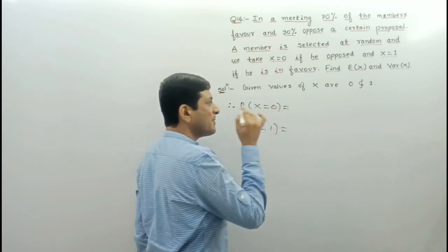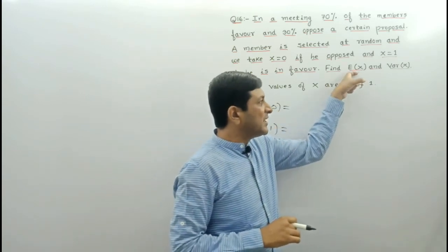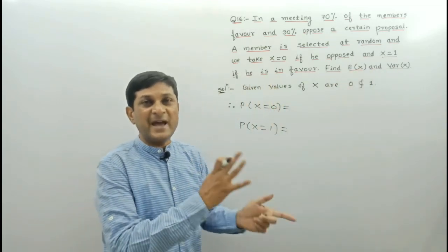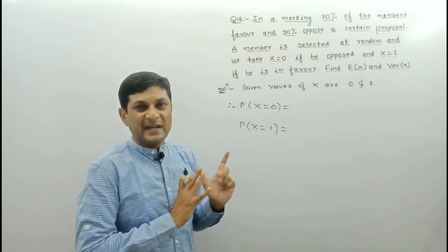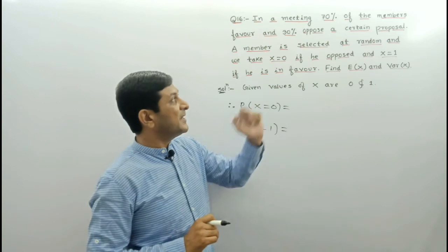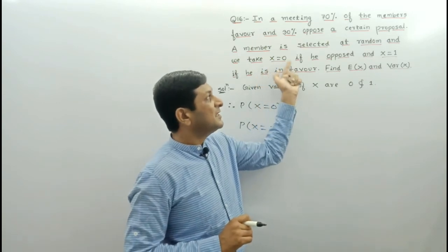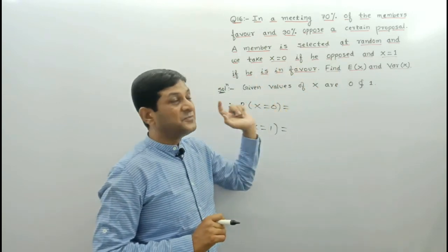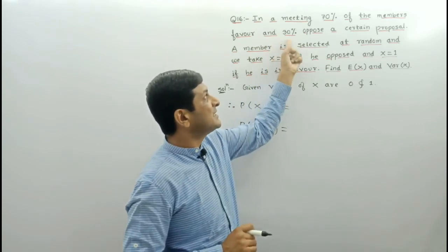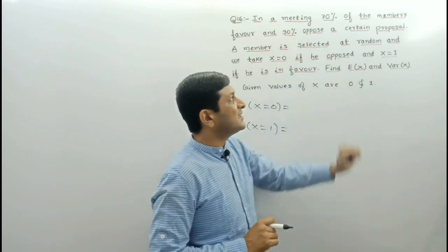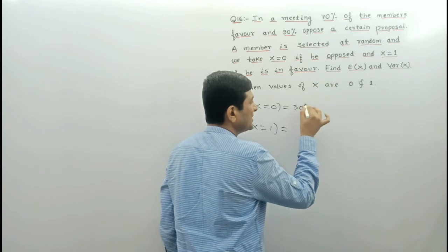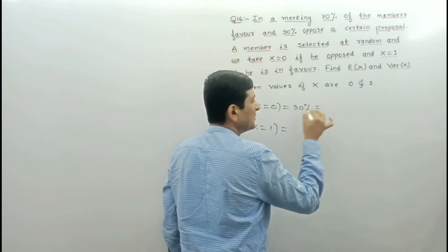And once the value of probability is known to us, we are able to find out our required values: E of x, which means expected value, and variance of x. But to find these values we require probability. Now x is equal to 0. X equal to 0 represents what? If he opposes the proposal. And if he opposes the proposal, what is the given condition? 30% of members oppose a certain proposal. This means that for x equal to 0, the probability, already given to us in percent, is 30%.